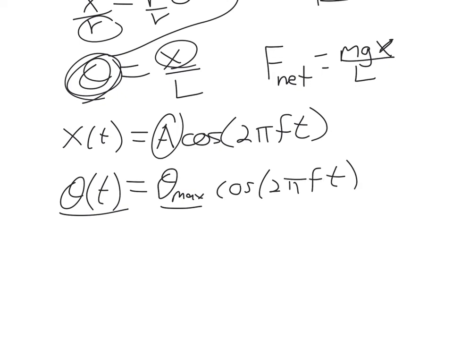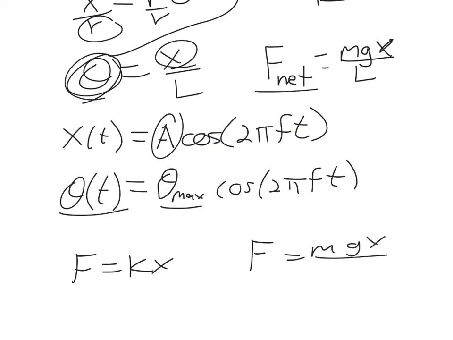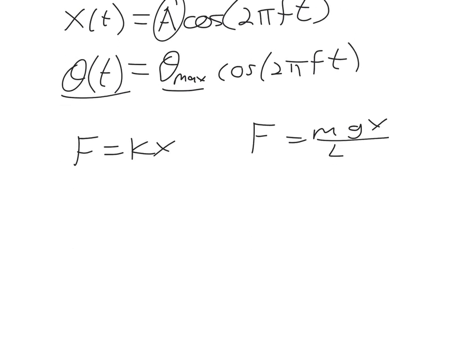So either of these equations are useful. Now I'm going to make a parallel here to what we did earlier with the spring. With the spring, so this is all about force, right? Well, with a spring, a force is like this: F equals kx. Well, look what we have. We have F for the pendulum equal to mgx over L. So the parallel here is those are both types of simple harmonic motion. So they should have similar equations.